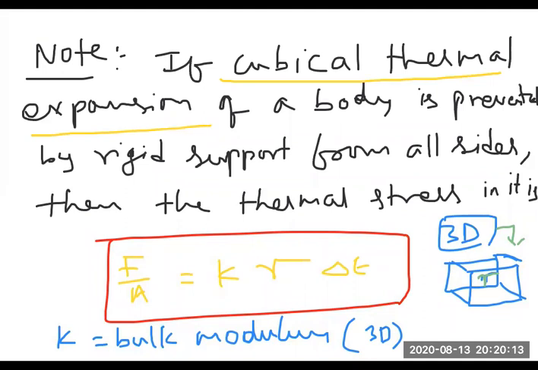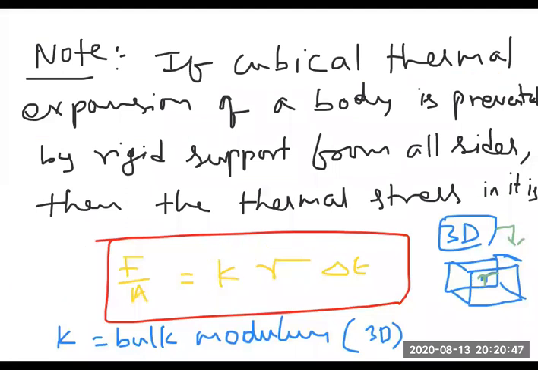As the heading is cubical thermal expansion, the expansion is in terms of volume. So for volume, the term is gamma. We must not take alpha. Alpha is linear and gamma is volume. Young's modulus is related to length, and K is bulk modulus, which is related to volume. Sometimes instead of K, they also take it as B.